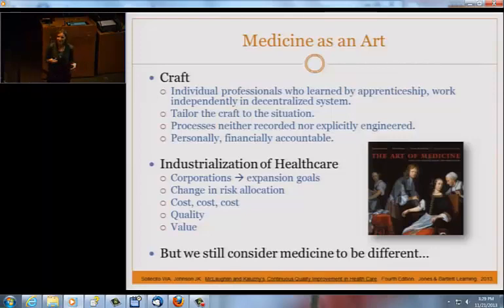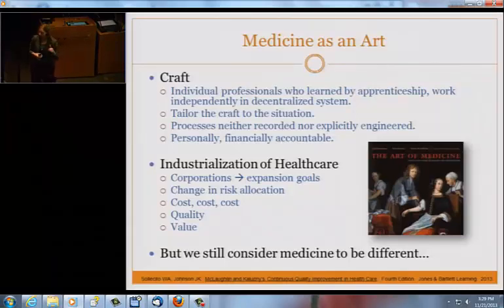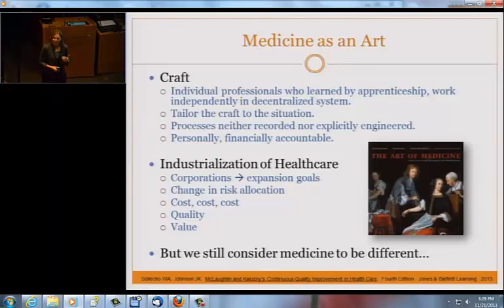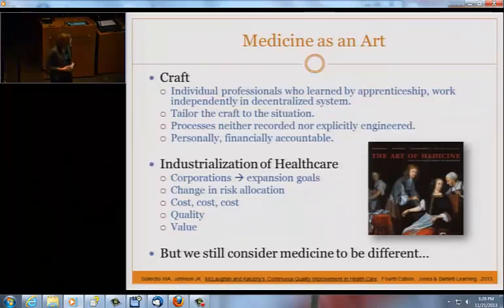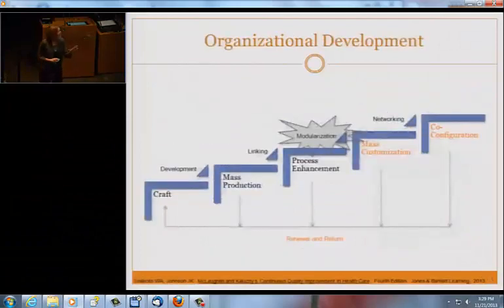And so there's a significant change in risk allocation. It's not just myself and the patient. There's an organization that's liable as well, and that organization takes steps to reduce their risk. There's a lot more attention on cost, quality and value. Value is really the combination of quality and cost. It's quality over cost, right? It's an equation, a relationship, and the goal is to maximize quality and minimize cost if we can. But with all of that, we still consider medicine to be a little bit different.